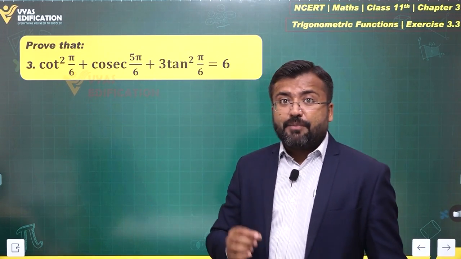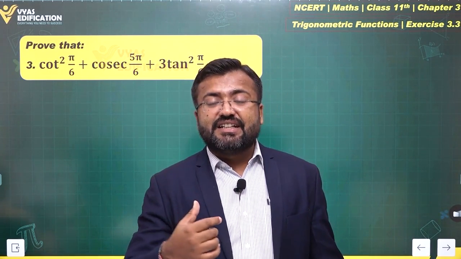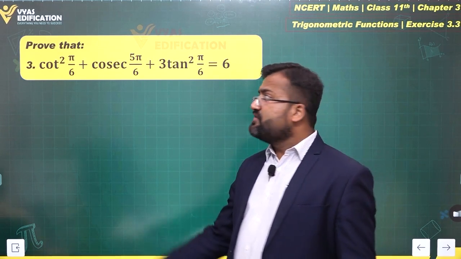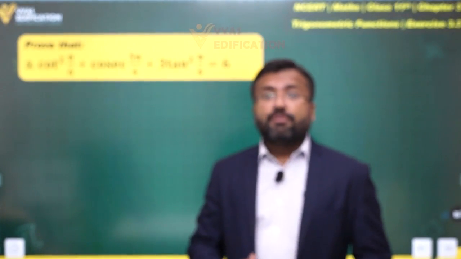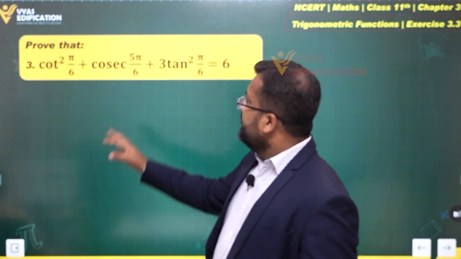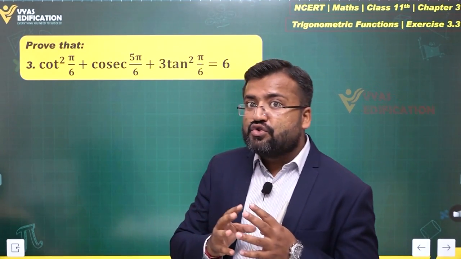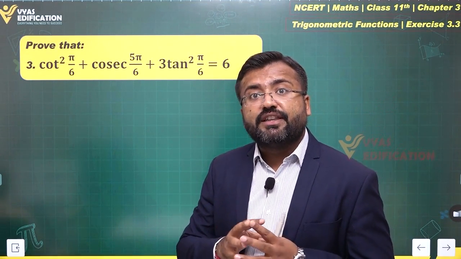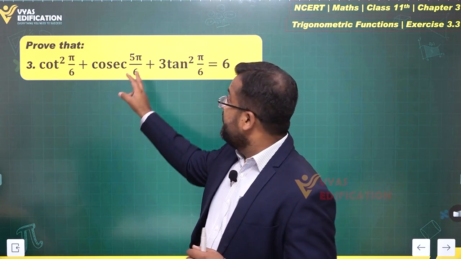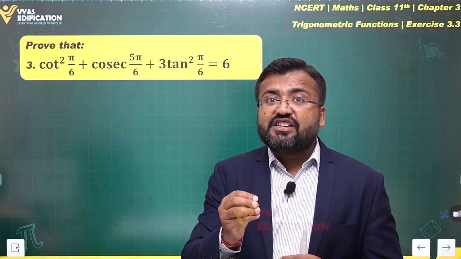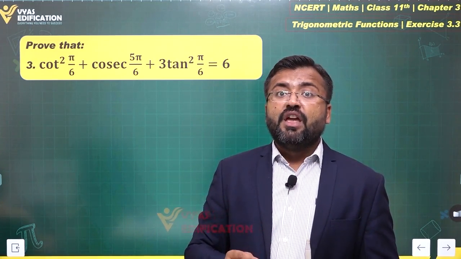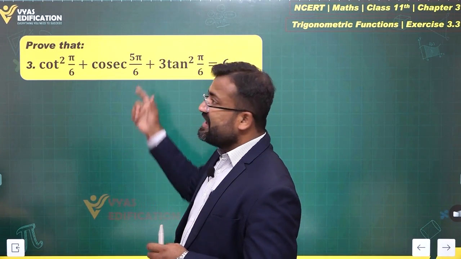Cosec 5 pi by 6. Now this is an angle which is greater than pi by 2. So for finding this value, we'll have to apply concepts of allied angles. This 5 pi by 6 is very close to pi, and it is slightly smaller than pi. What is this equal to? This is pi minus pi by 6.